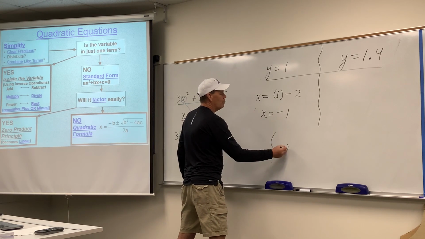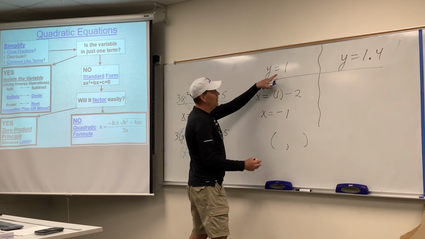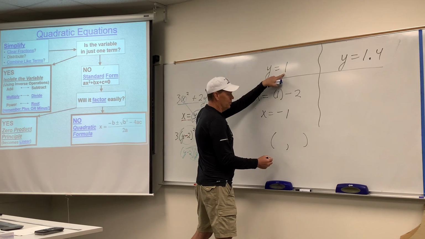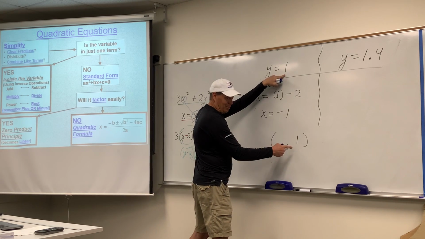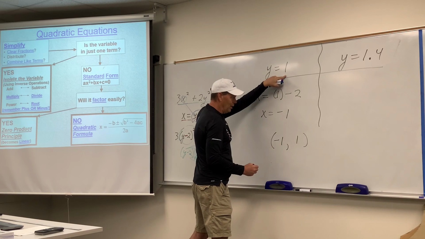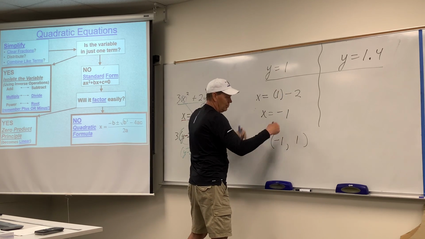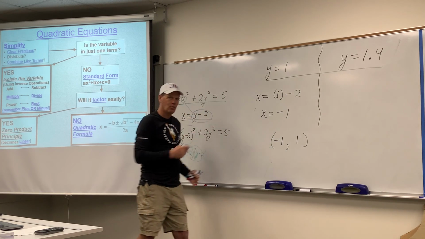So, now put them in the proper order. We found y first, but y is the second number. And then x turned out to be negative 1. So that's negative 1, 1, isn't it? That's a point. That's one point where these two graphs cross.